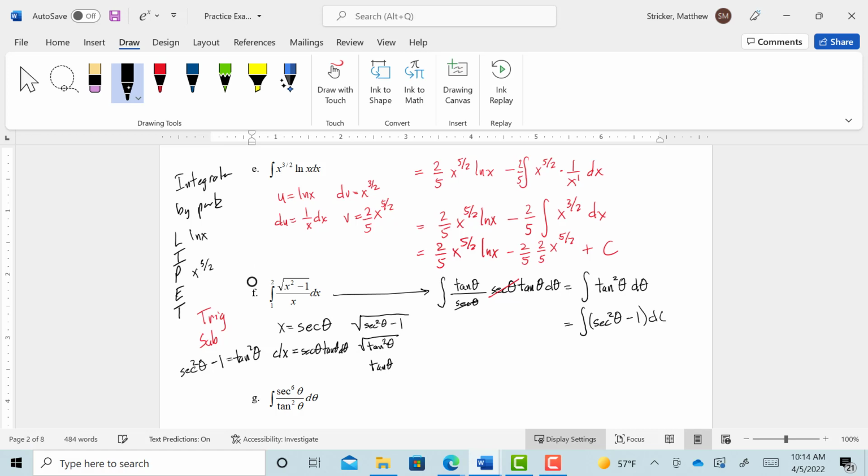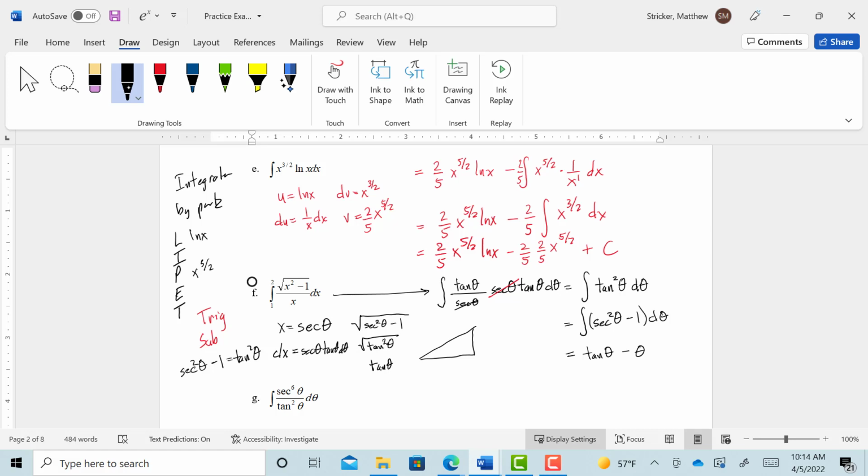And the reason why that would be advantageous is we know the antiderivative of secant squared, right? What's the antiderivative of secant squared? That's tangent theta. So we have tangent theta, and then the antiderivative of negative 1 is negative theta. And then we need to go back to be in terms of x, right? So we need our right triangle.